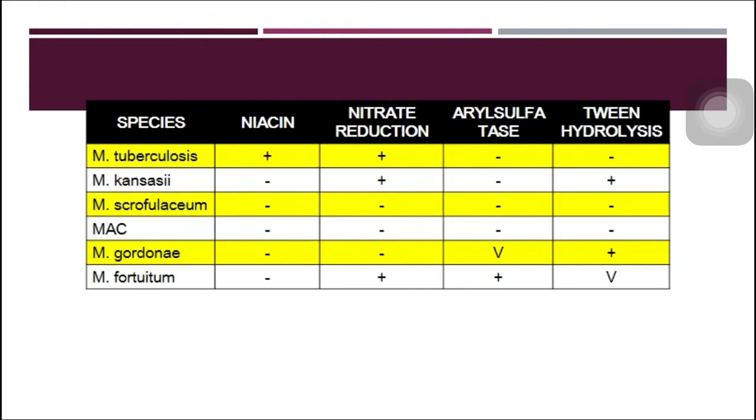Now, how do we differentiate between the mycobacteria? Okay, for niacin, only M. tuberculosis is niacin positive, or niacin production positive. For nitrate reduction, M. TB, M. kansasii, and M. fortuitum are nitrate reduction positive. All others are negative. Now, for aryl sulfatase, the only positive for aryl sulfatase test is M. fortuitum. And for Tween hydrolysis, remember, Tween hydrolysis positive, we have M. kansasii and M. gordonae.